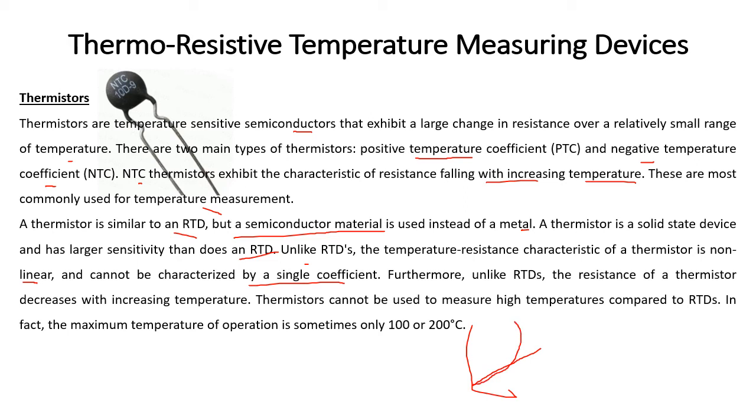Furthermore, unlike RTDs, the resistance of a thermistor decreases with increasing temperature. Thermistors cannot be used to measure high temperature compared to RTDs. In fact, the maximum temperature of operation is sometimes only 100 or 200 degrees.